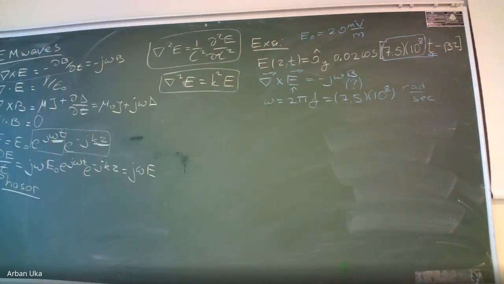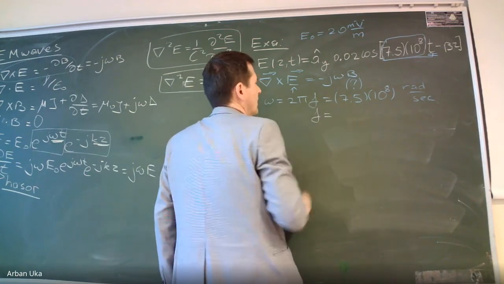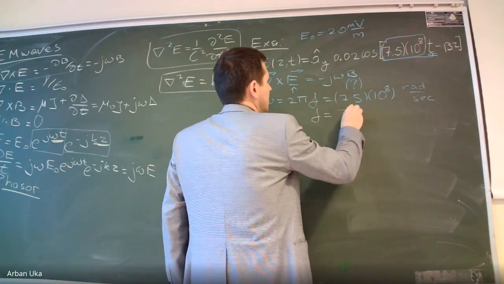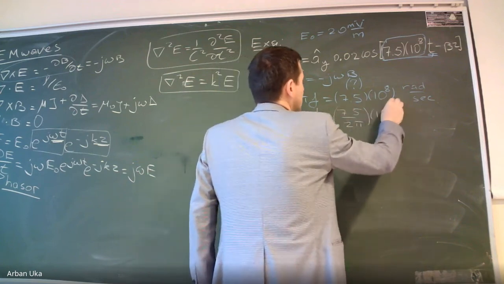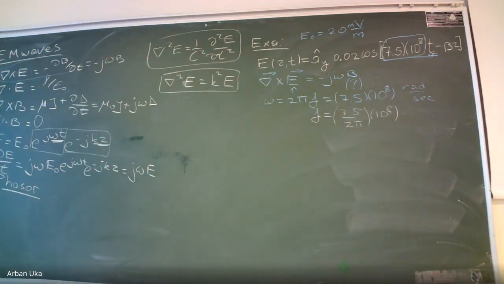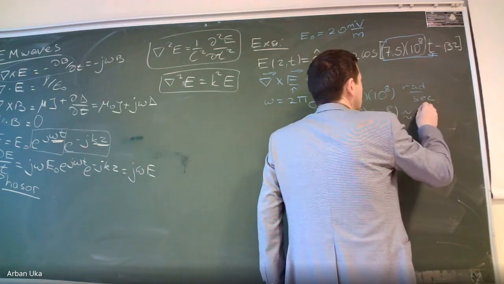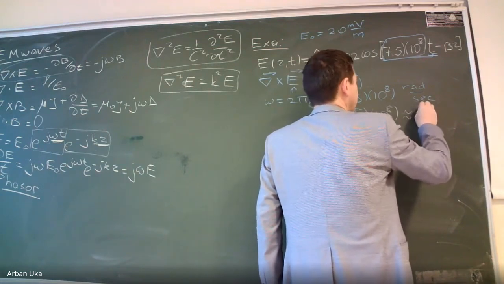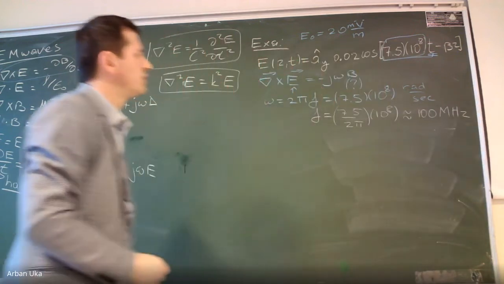So if we divide this value by 2 pi, we can find the frequency. So the frequency we are operating with is going to be 7.5 divided by 2 pi times 10 to the power 8. So this is approximately 0.1 gigahertz, or 100 megahertz, in the order of 100 megahertz frequency-wise. So apparently we also know this much.